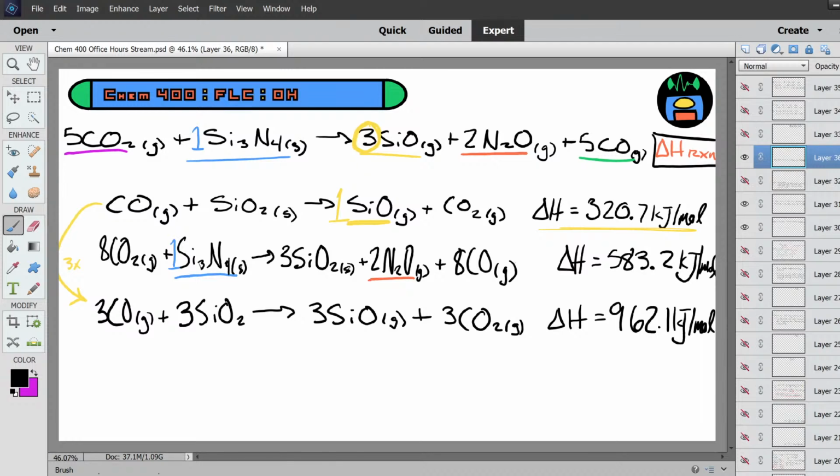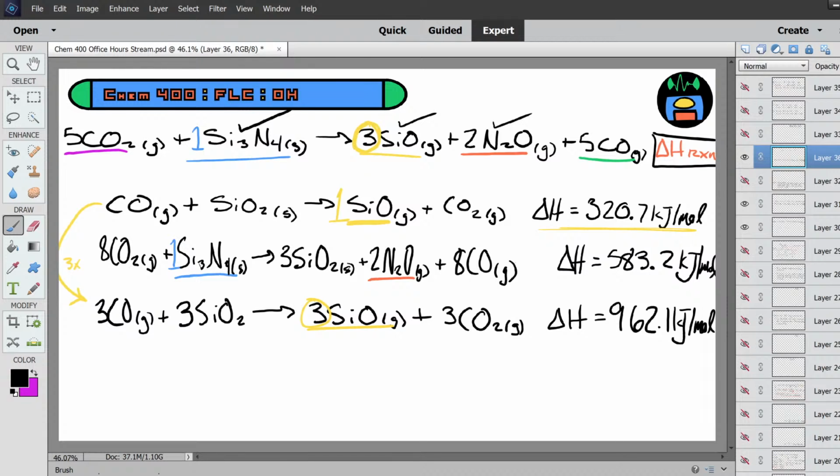All right, now you'll notice that here we're producing 3 moles of SiO2. So when I look at my goal reaction, I've got trisilicon tetranitride lined up. I've got silicon monoxide lined up. And I have dinitrogen monoxide added up.